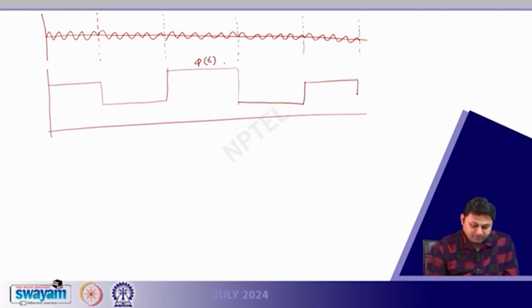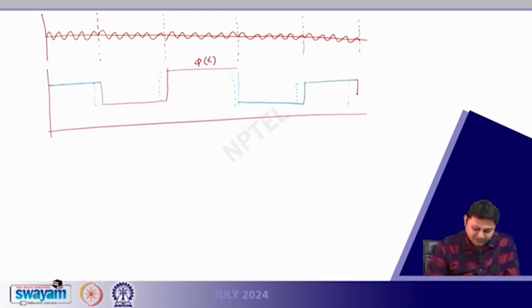Now the same thing one can have for another time, and that is for phi t plus tau. When we have t plus tau, we will get a similar curve, but there is a jump here, and then there is a jump here, then there is a jump here, then there is a jump here, and there is a jump here.